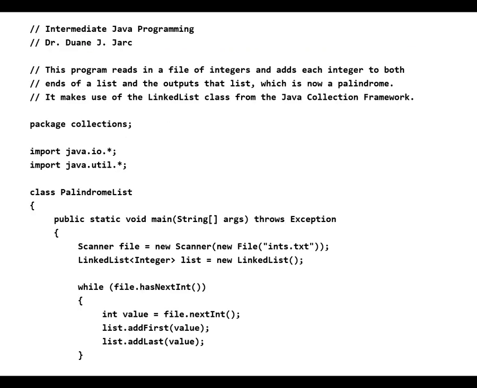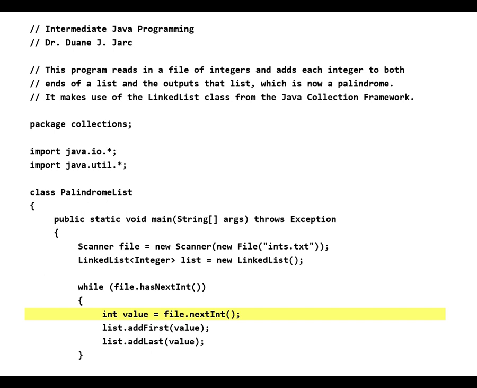This program makes use of the linked list class. It reads in a list of integers from a file and appends each one to both the front and back of the list to create a palindrome, which it then displays. Here is the declaration of the linked list that will be used.